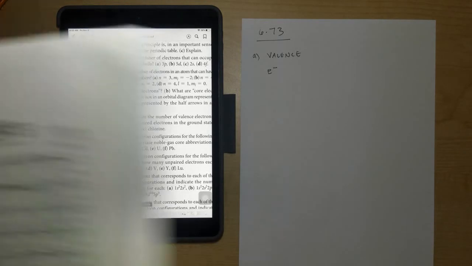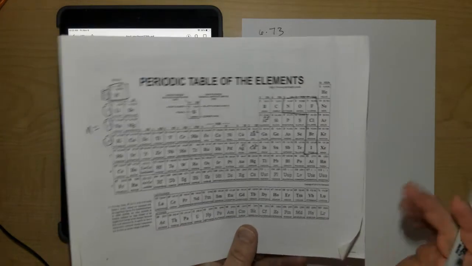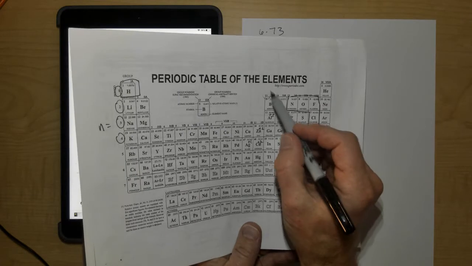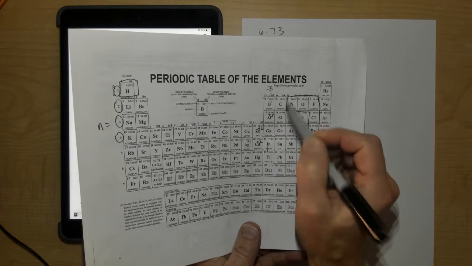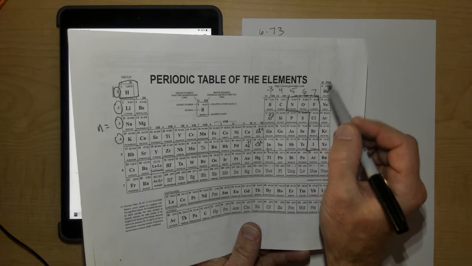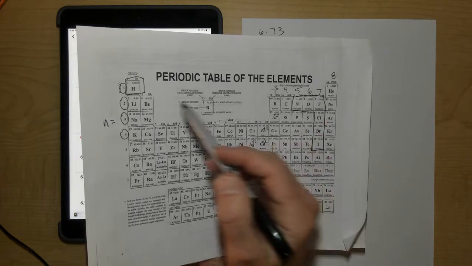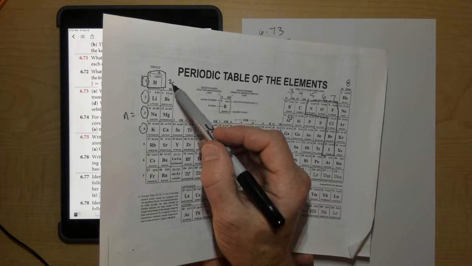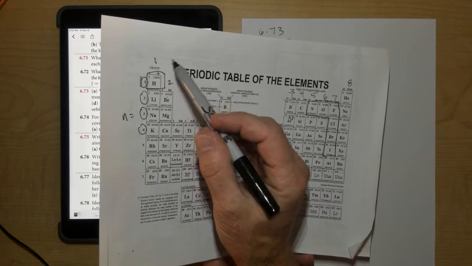You can also find the valence electrons just by looking on the periodic table and finding out what group or family something's in. Group 13 has 3 valence electrons in each element, 14 has 4, 15 has 5, 16 has 6, 17 has 7, and 18 has 8 valence electrons. Back over here, group 2 has 2 valence electrons, and group 1 has 1 valence electron.